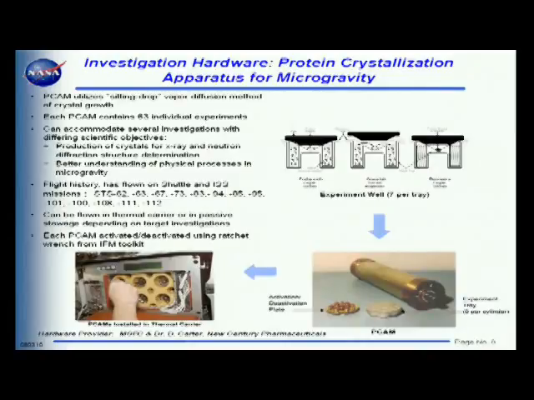But basically you have 63 individual experiments per cylinder. And these have been flown both in ambient and under thermal control.